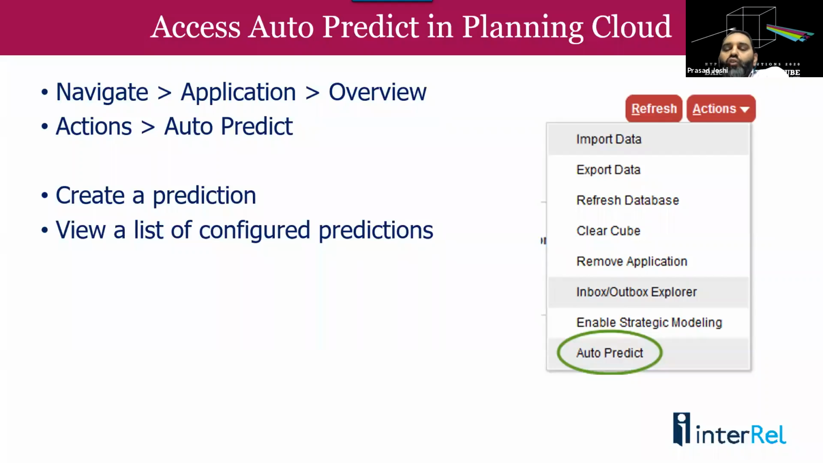So where do I access the auto predict functionality? You go into your overview through the application menu, through the navigator, and then click on the action menu in there. The last item over there is auto predict. Once you click that, it will launch a new window, which will list all of the existing definitions that you have, or you can create new prediction definitions as you need. So let's walk through how the prediction definitions are created.